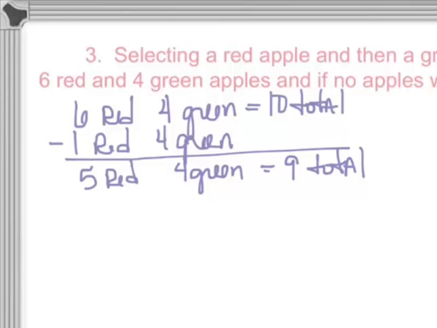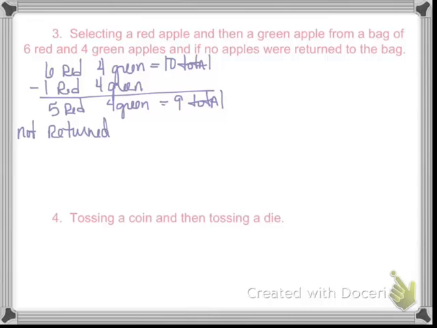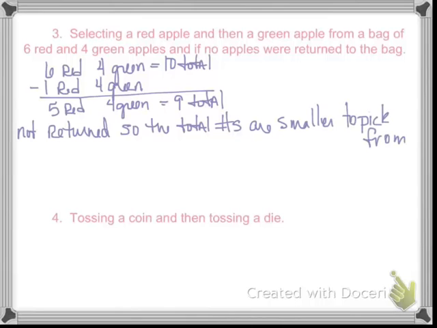The situation states that you do not have to replace the apple, so when you draw the next apple, you have 9 total apples instead of the 10 total apples. So after each draw from the bag, the total number in the bag is decreased by 1. The probability depends on how many times you have drawn out of the bag.